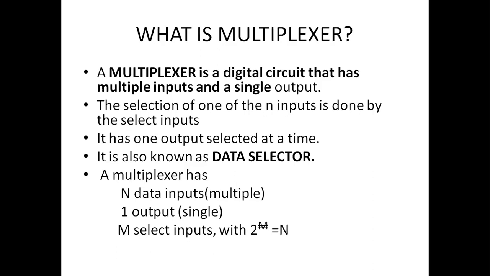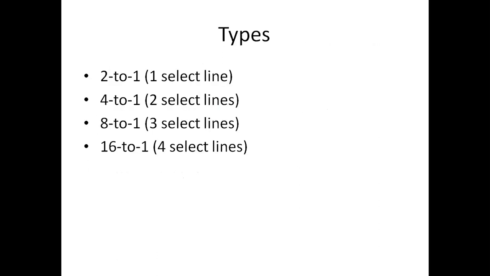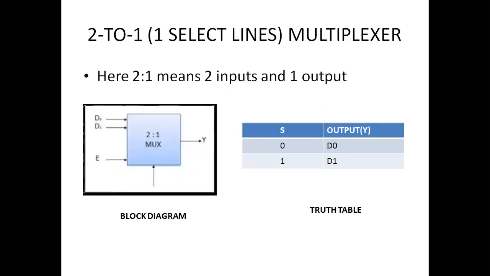So the power will be 1, so m will be equivalent to 1, as it will be 2 to the power m equals 2 to the power 1. So your m will be 1. So we have data line as 1. Similarly, in a 4 is to 1 multiplexer, we have 2 select lines. In 8 is to 1, we have 3. In 16 is to 1, we have 4 and so on.